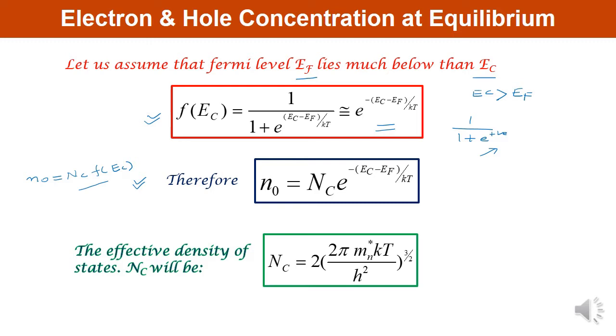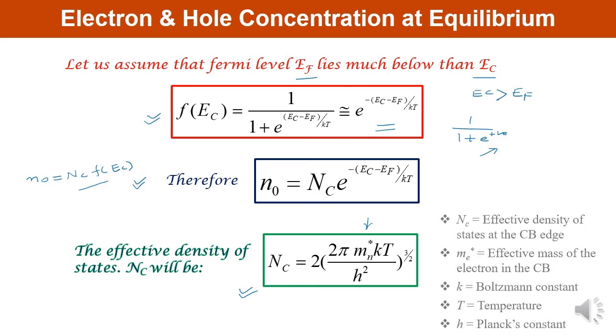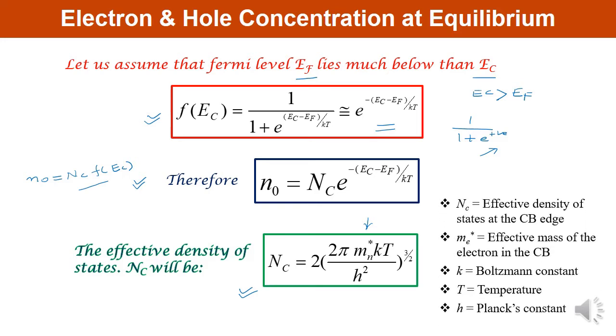Therefore, the effective density of states NC can be written in terms of the effective mass. NC is 2 times (2 pi mn star KT upon h square) raised to the power 3 by 2. Here m star is the effective mass. You have to remember this term, that this is not the rest mass, this is the effective mass. So NC is the effective density of states in the conduction band, mn star is the effective mass, K is the Boltzmann constant, T is the temperature and h is Planck's constant.